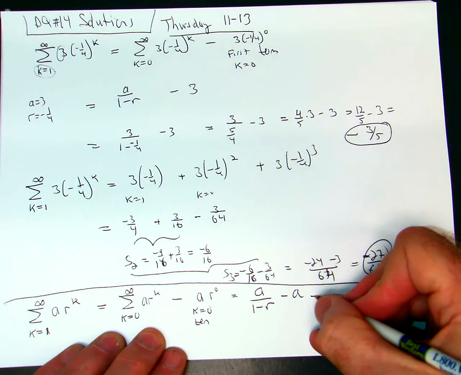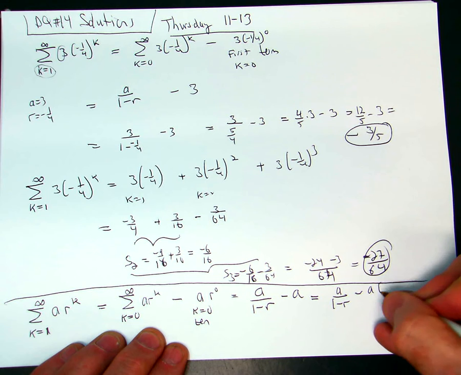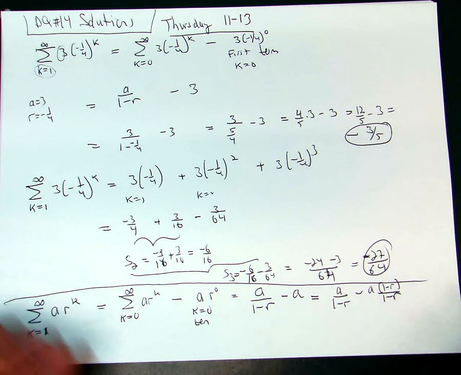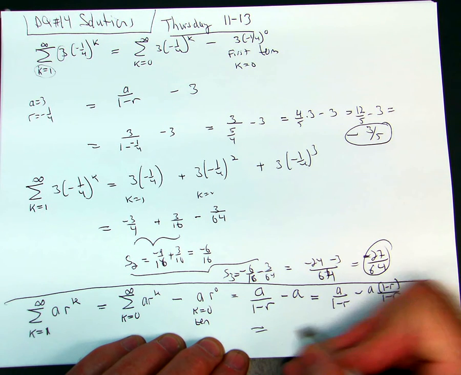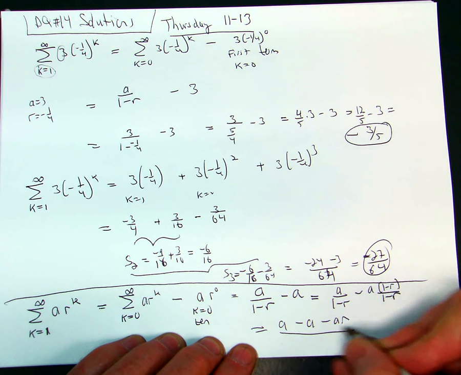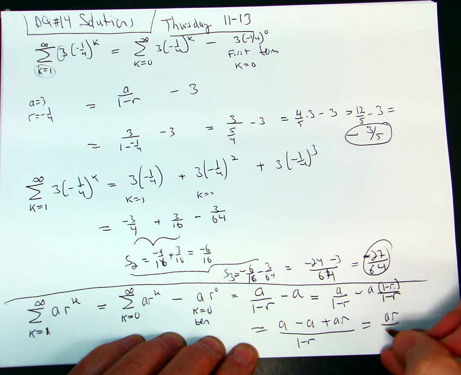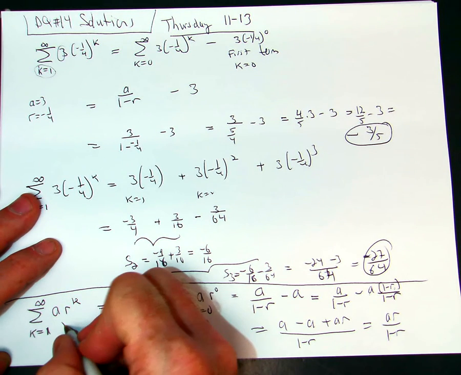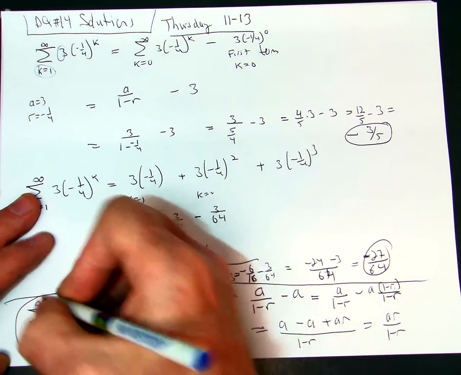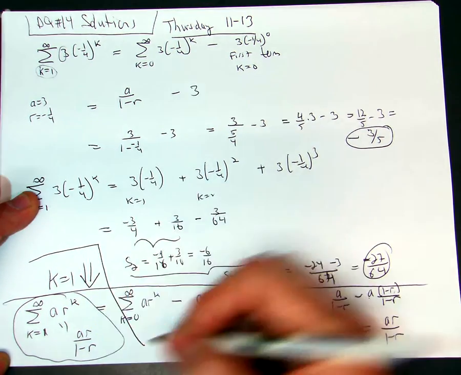Well, minus a is going to be equal to minus a times 1 minus r over 1 minus r. And that's going to be equal to a minus ar, plus ar over 1 minus r, double negative there, I get ar over 1 minus r. So what this is equal to is ar over 1 minus r. So you can use that formula for k equal to 1. So mark that down if you want to use it. And that would have been okay to use today.